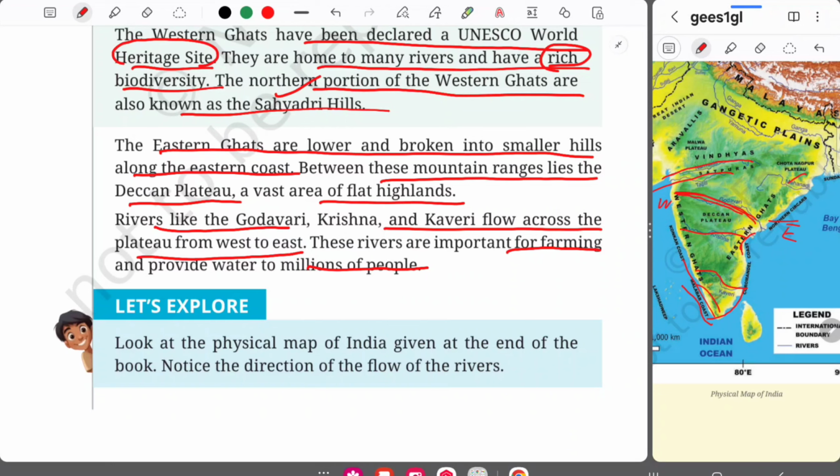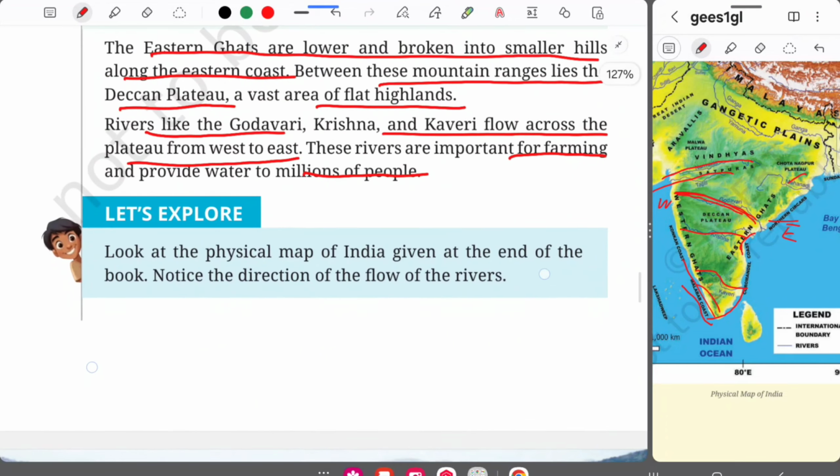So, these rivers are very much important for farming, as they provide water to millions of people for farming and for all purposes. See, water is very much useful for us, isn't it? That is why these rivers are very important. Now let us see something here.